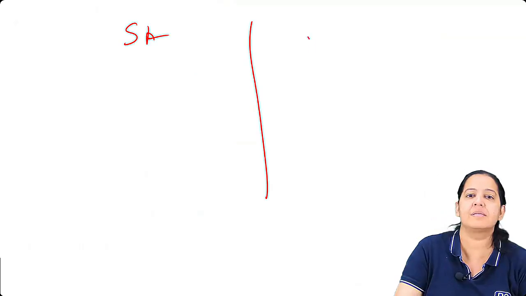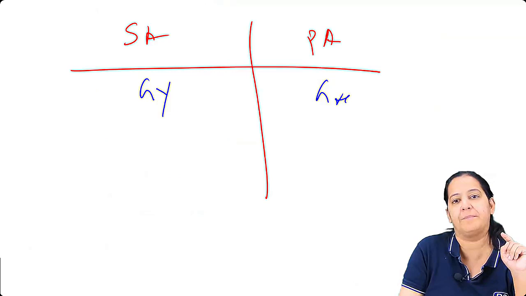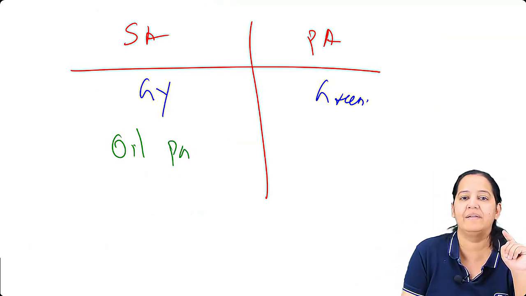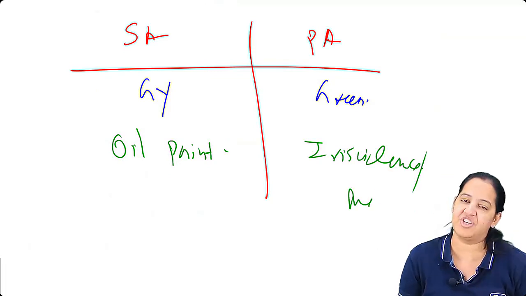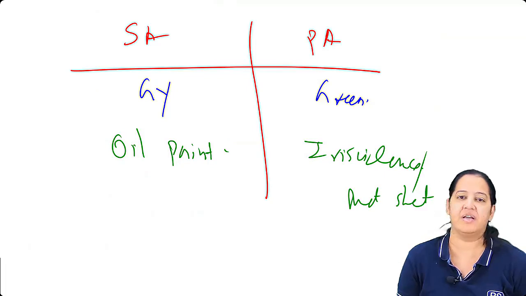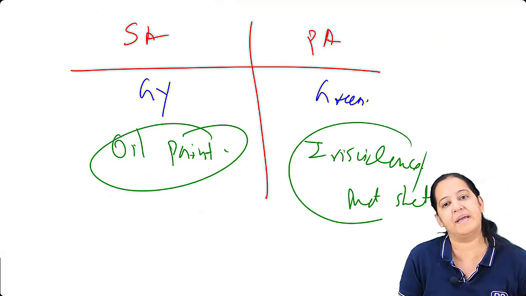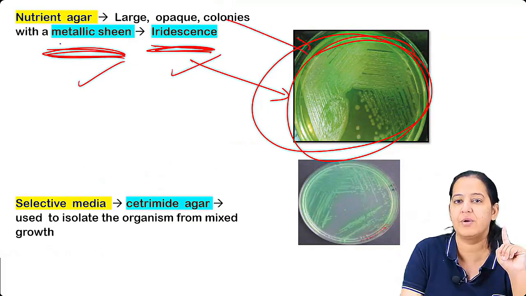Staph aureus, Pseudomonas aeruginosa. Learn here golden yellow pigment, here green pigment. है ना? Learn the appearance. Say oil paint appearance. Learn iridescence. है ना? या फिर metallic sheen. One and the same. So learn these terms. यहाँ पे oil paint था pigment की वजह से, यहाँ पे iridescence है. So it is iridescence or metallic sheen. That is on nutrient agar.